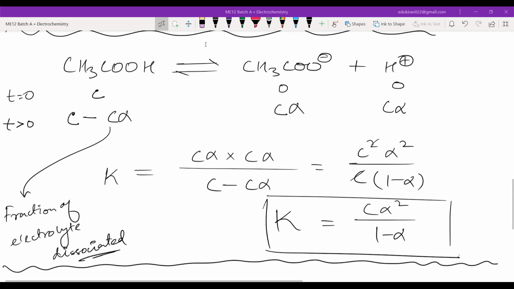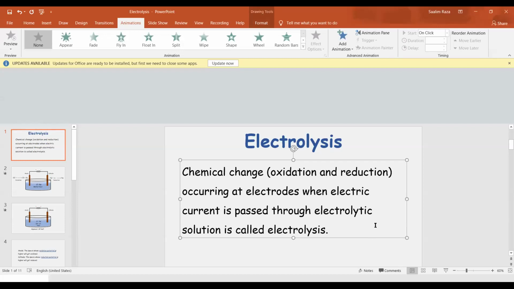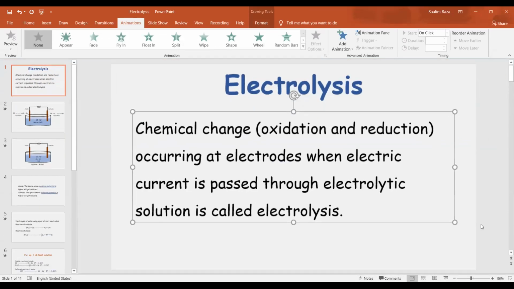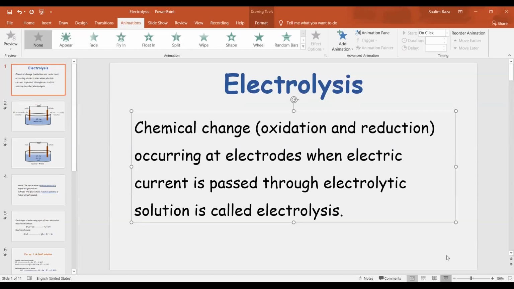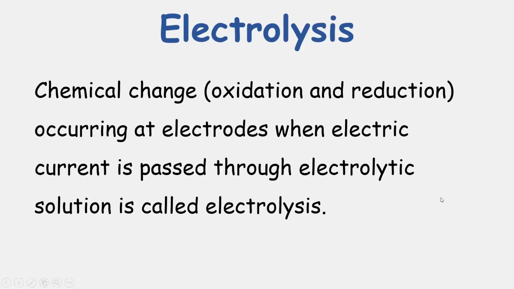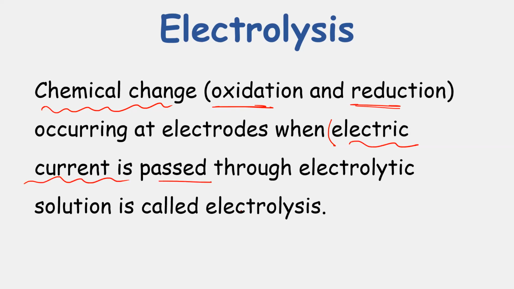Let me start sharing a new screen. Now write the topic: electrolysis. We have seen the electrochemical cell. Now this is what happens in the electrolytic cell. In the electrolytic cell, the same thing will happen, the chemical change, that is either oxidation or reduction. But here we are giving the electricity. So when electric current is passed through the electrolytic solution, it is called electrolysis.